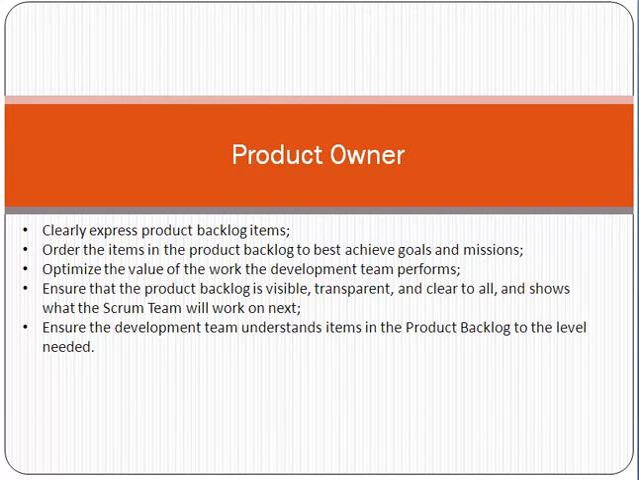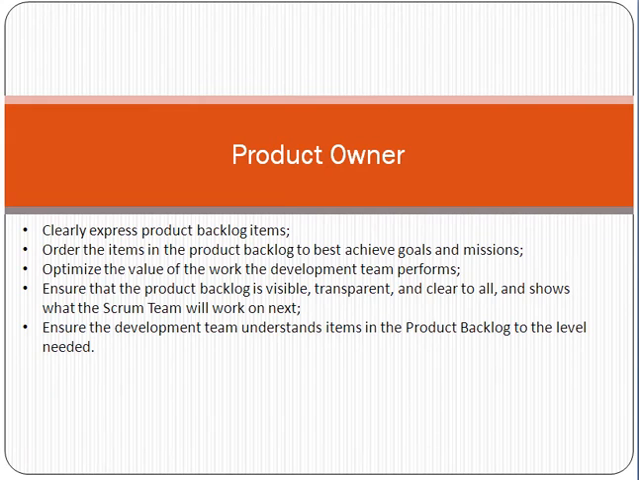And the product owner is a person who has the complete knowledge of what needs to be delivered to the customer. So he can clearly explain the product backlog to the Scrum team. Actually, he orders the items in the product backlog to best achieve goals and missions. He knows the priority as well, what needs to be done first and what needs to be done second. So he has a clear vision about the priority as well.